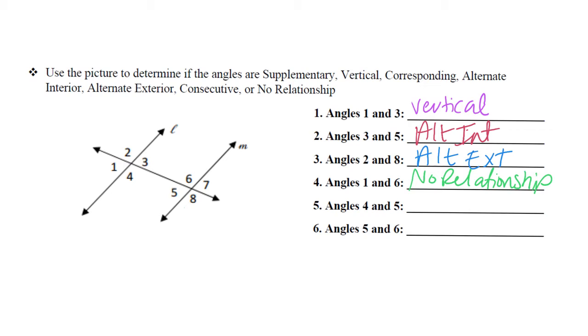All right, 4 and 5. Those are inside the parallels, but on the same side. So that's going to be consecutive interior. And then 5 and 6 for the last one. 5 and 6 form a straight line, so that makes them supplementary. The other thing you could put is a linear pair, even though I didn't spell that right, even though that's not an option on there.